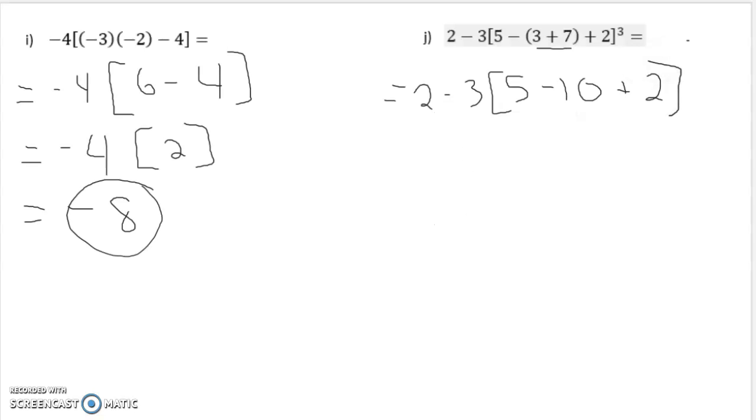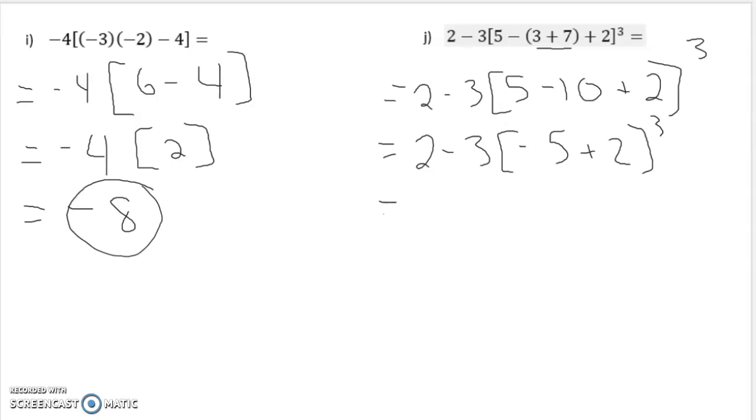Plus 2, and then it's cubed. So now we'll do one step at a time. We're going to work inside the bracket. So I'm going to have 2 minus 3. And then the first things first is 5 take away 10. So 5 take away 10 is minus 5. And then we still have plus 2. And at the end we'll cube it.